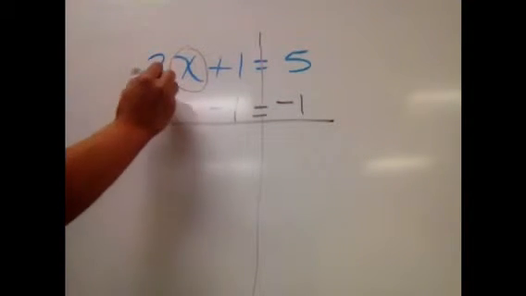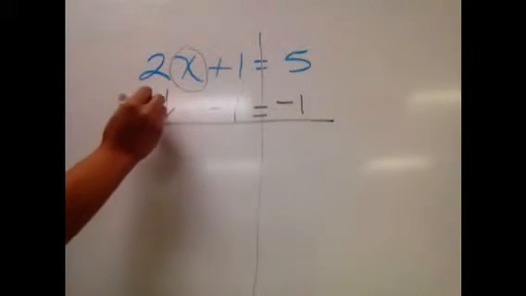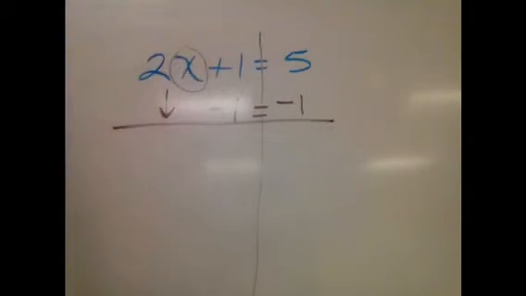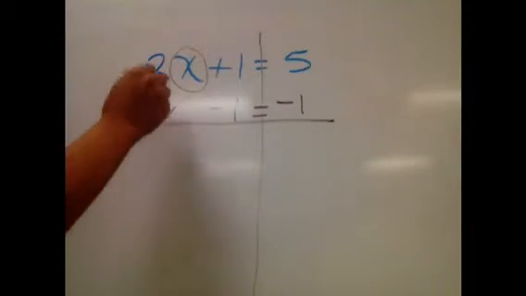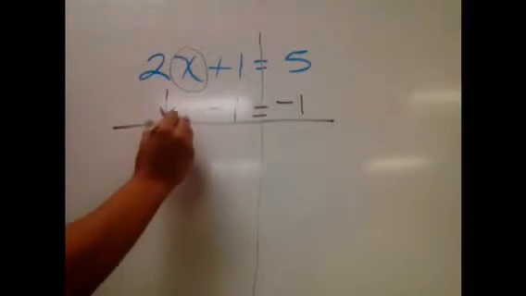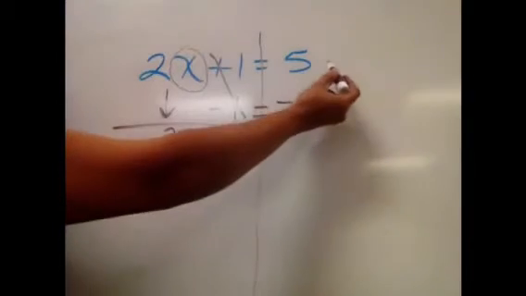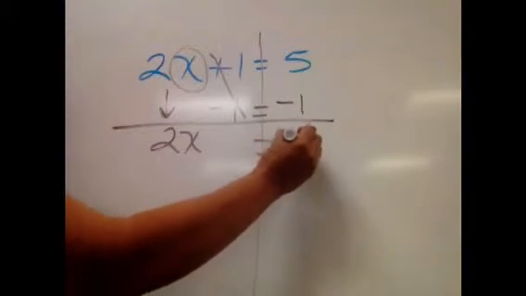And this is just like any subtraction problem. We're going to subtract this away from what's in our equation up here. Nothing happened to the 2x, so we're simply bringing it down. This cancels out. 5 minus 1 is 4.